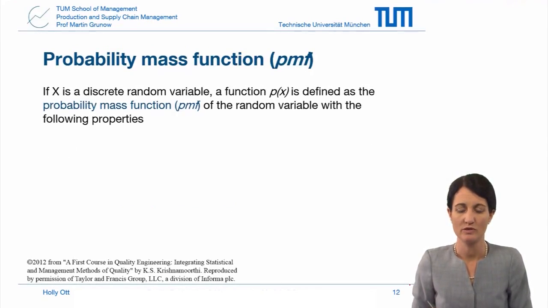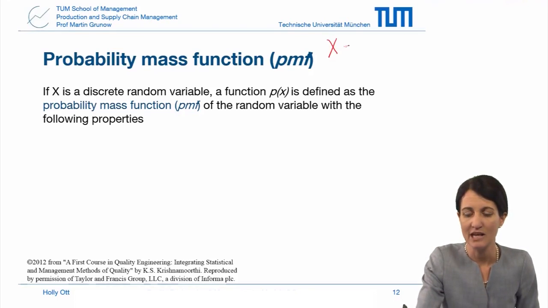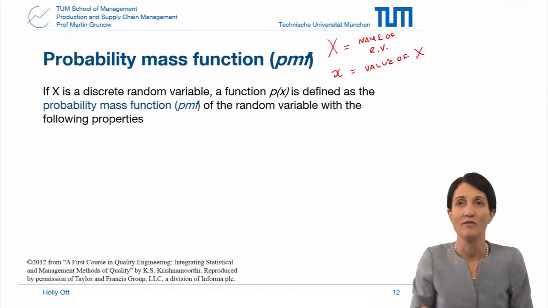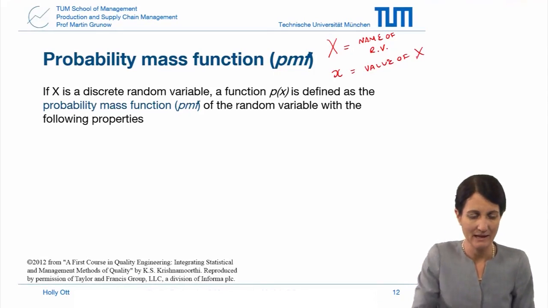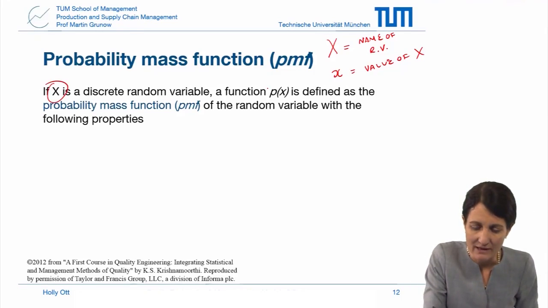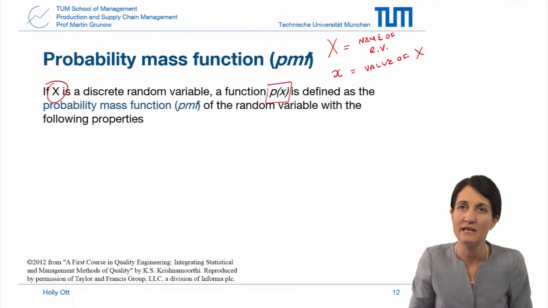Now, just one note. We use the uppercase letter X as the name of the random variable, and little x we're using as a specific value of the random variable X. So if X, big X, is a discrete random variable, then a function little p of x is defined as the probability mass function, or PMF, of our discrete random variable.